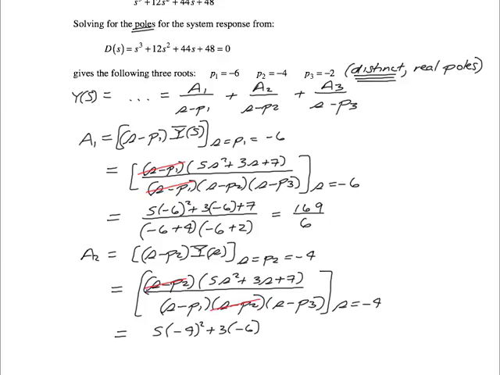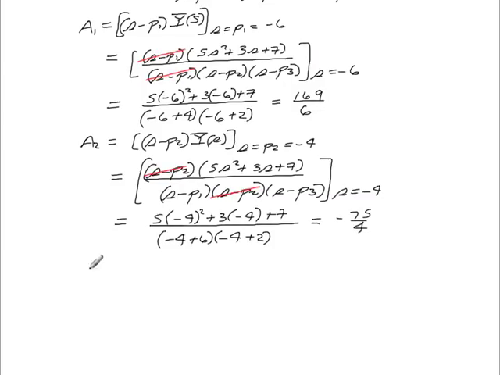That becomes s is minus 4, so that's minus 4 squared times 5, plus 3 times minus 4, plus 7. Oops, wrong line there. And s here is minus 4. Minus minus 6 gives us a plus 6. Minus 4 minus minus 2, so that's a plus 2. In the result, that residue ends up being minus 75 over 4. So that's our A2.